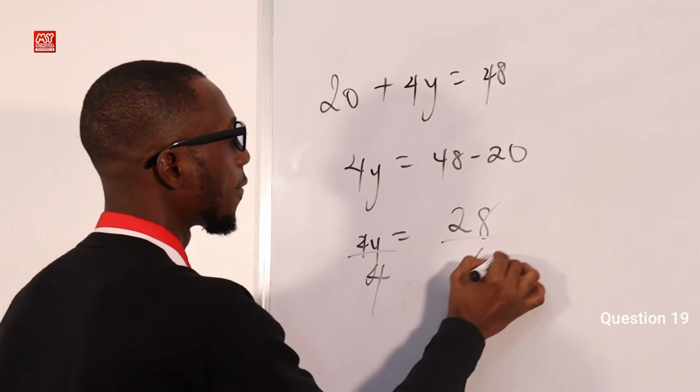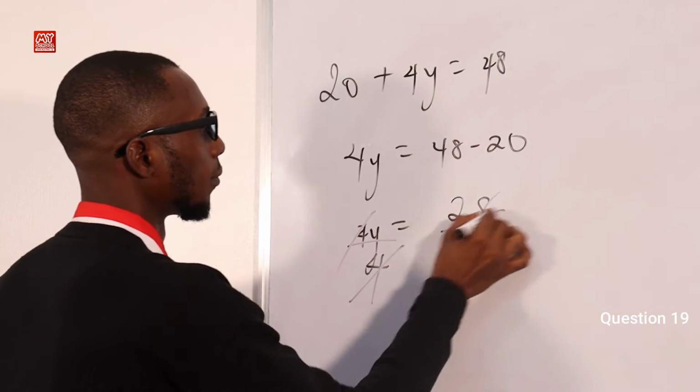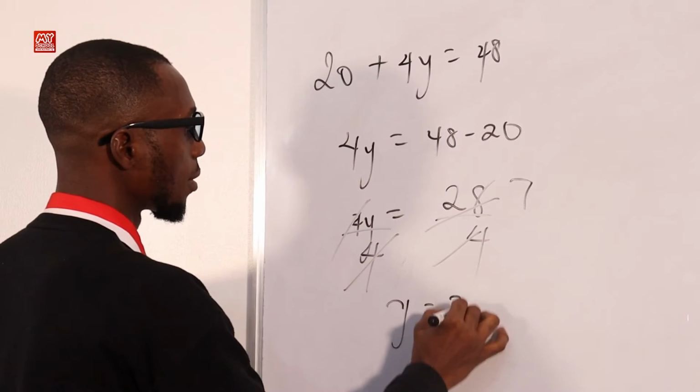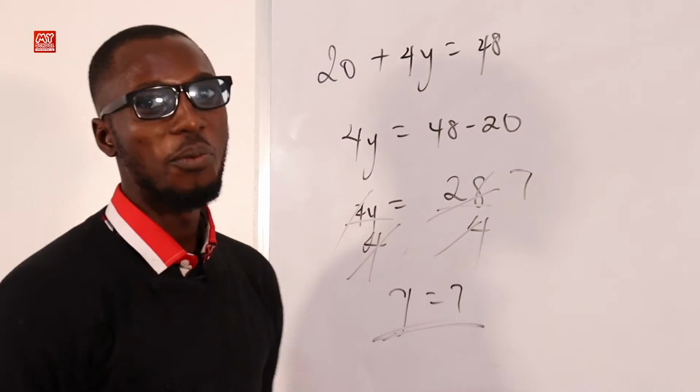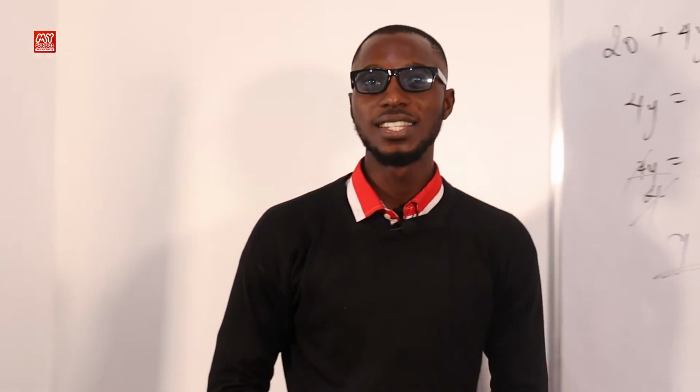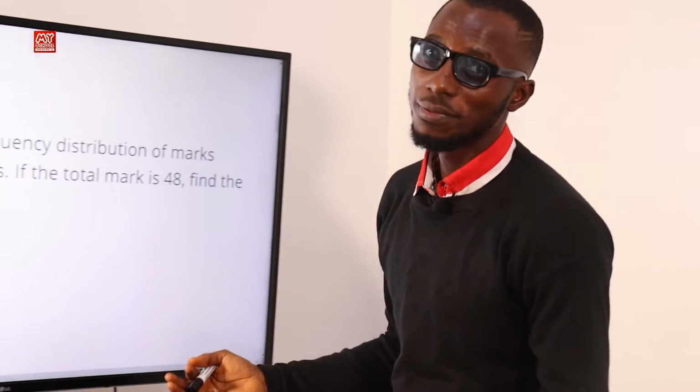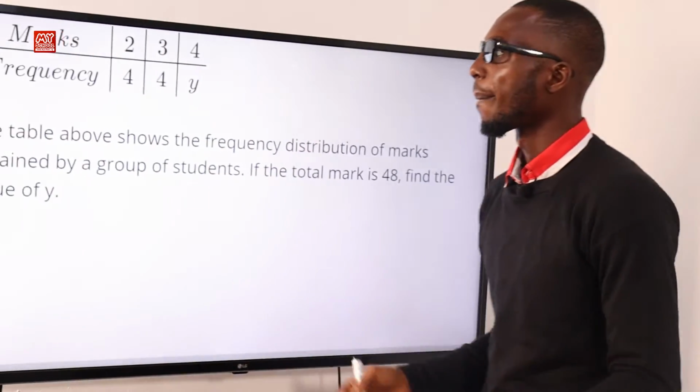Dividing both sides by 4. So y equals 7. The correct answer is 7. So y is 7. Let's go back to the screen and select the correct option and even validate our answer.